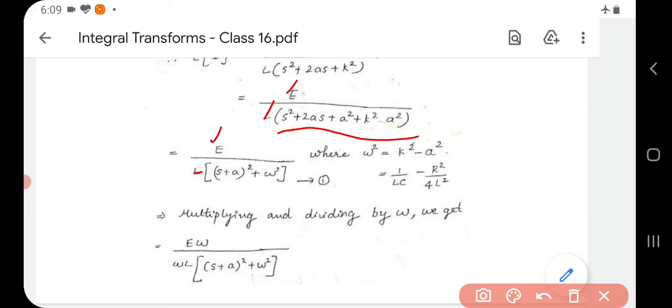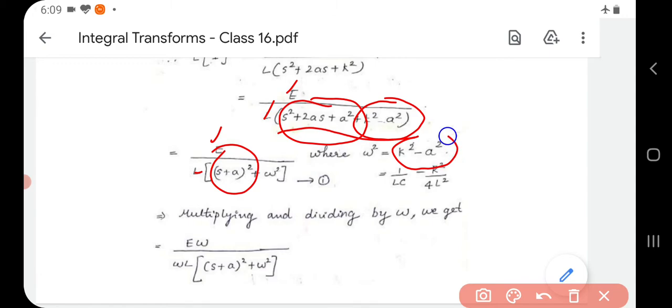That is S square plus 2AS plus A square. This is taken together and written as (S plus A) the whole square. Now what you are left with is K square minus A square, right? This K square minus A square, you just replace it with omega square. Okay.